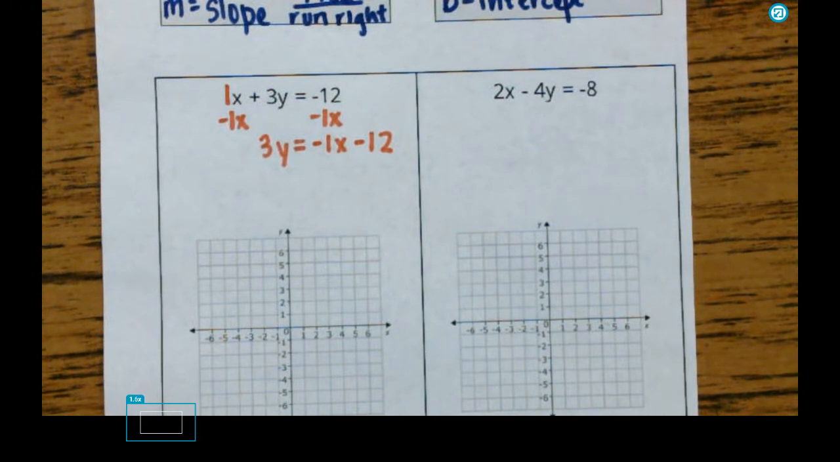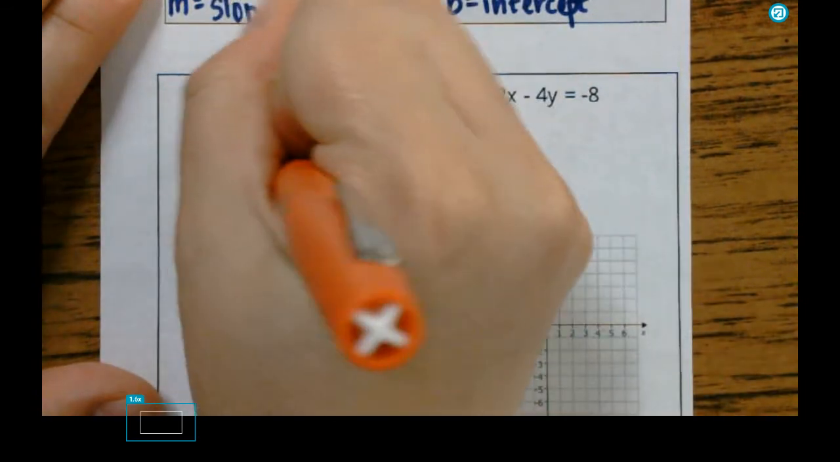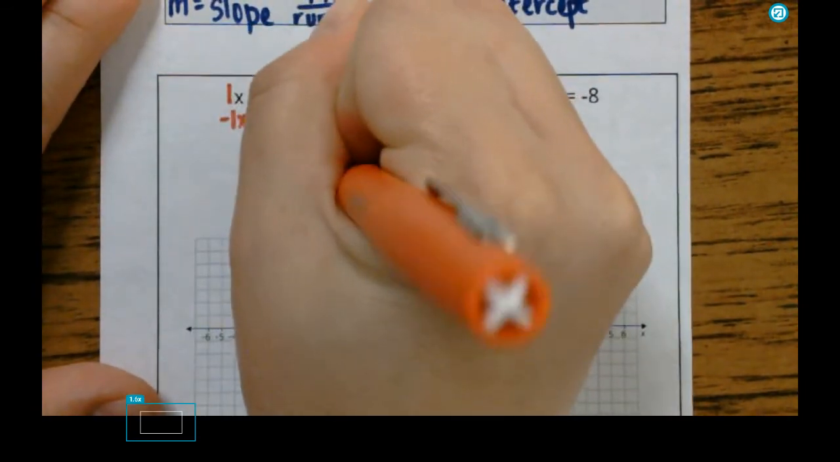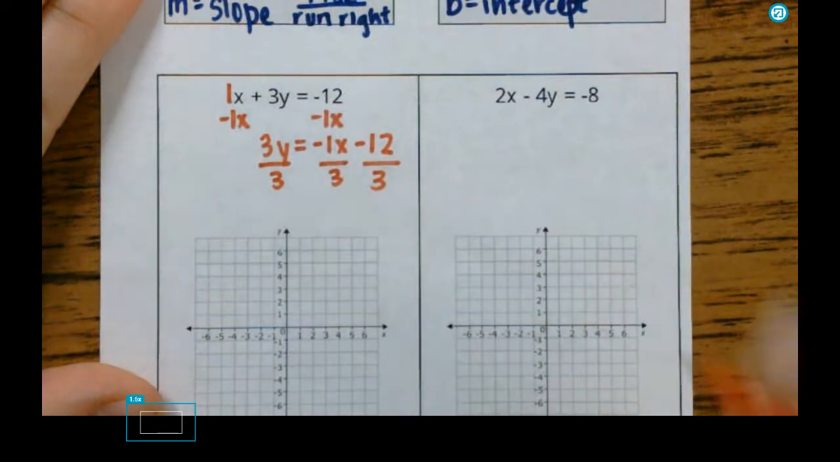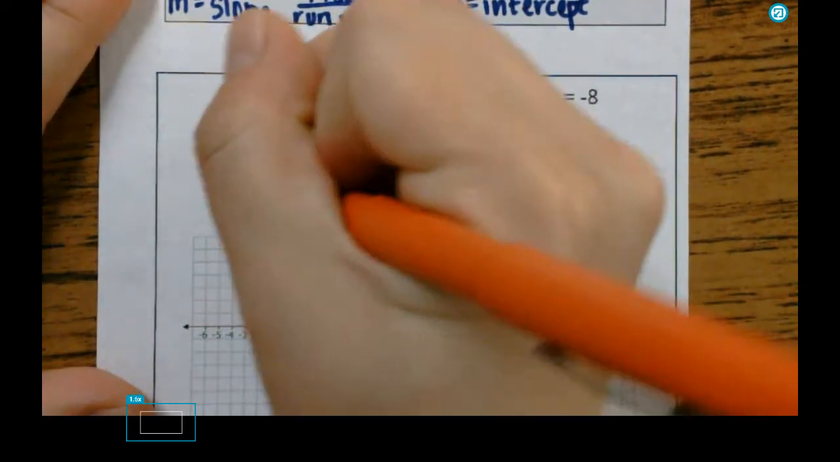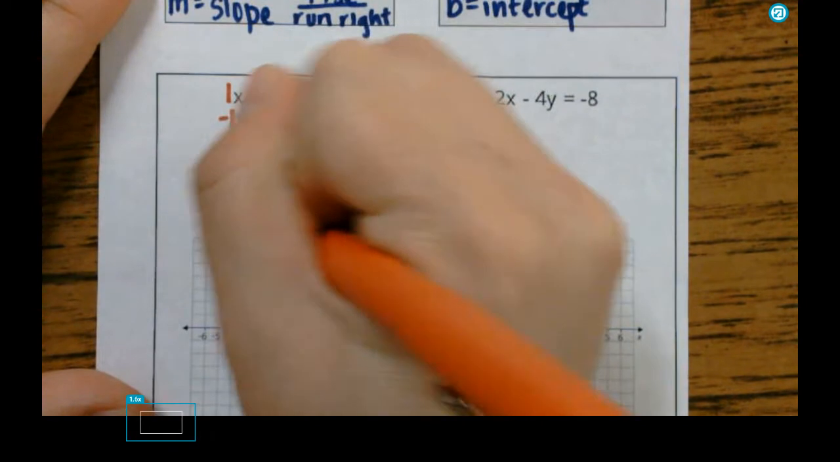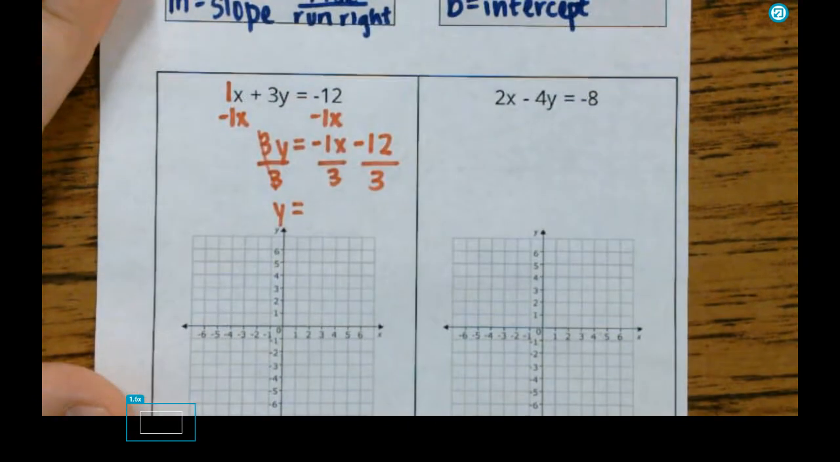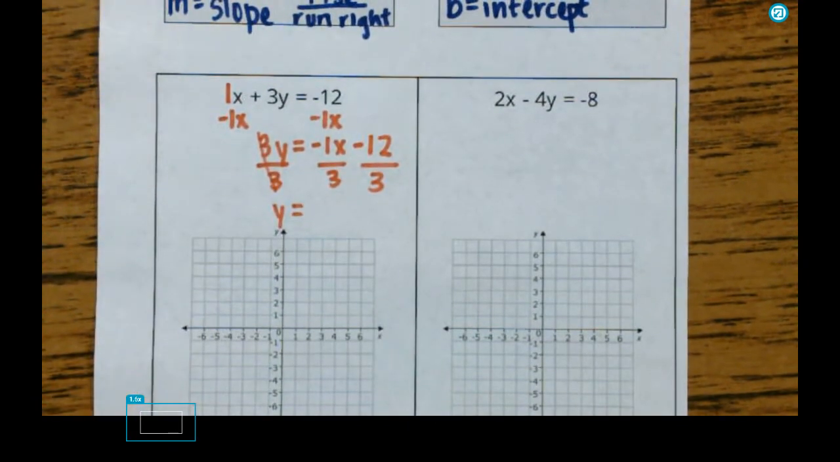Okay, next thing we need to do is we need to get y by itself. What is keeping y from being by itself? 3. What operation is happening between that 3 and that y? Times, multiplication. What's the opposite of that? Division. So we're going to divide by 3 everywhere. So divide by 3 here, here, and here. So I'm dividing everything by 3. So now those 3's cancel. So I've got y equals, and then I've got negative 1 over 3.